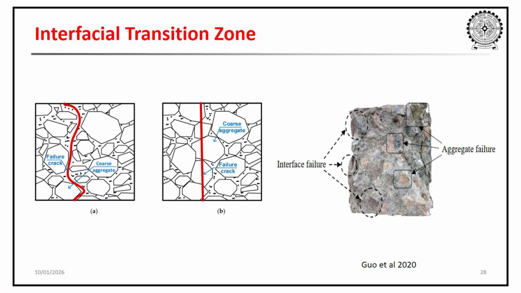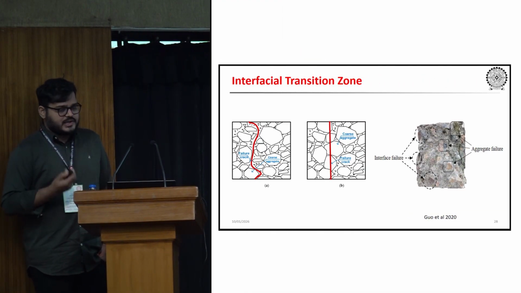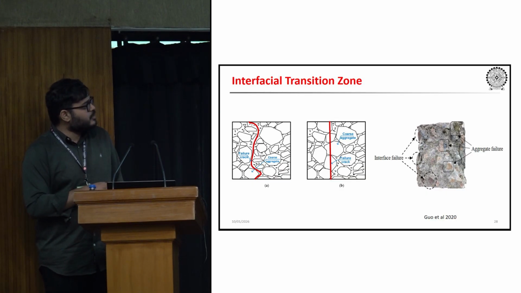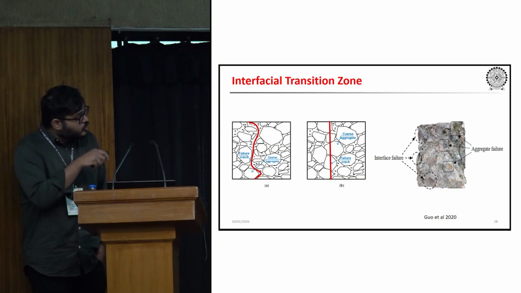So again, if you have a normal strength concrete, the failure is expected to be along the ITZ. But if you are able to strengthen the ITZ to a certain extent, as in high strength concrete, you will see that the failure, depending upon the strength of your aggregate, is going to be mostly through the aggregate.